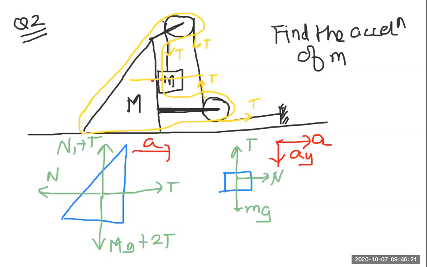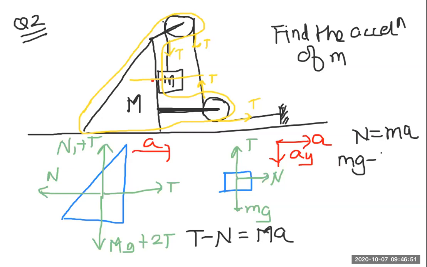So now let's write the equations. The equations will be, for this left hand block, T minus m equals capital M A, along the x-axis. Then for this, capital N is equal to m A, and then we'll have mg minus T is equal to m AY. So three equations we get.